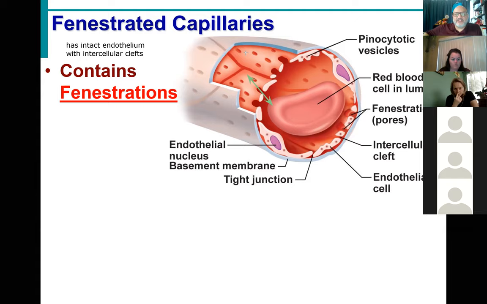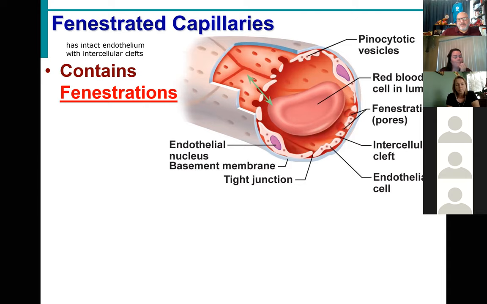Digestive system. Digestive system, right? You have that nice big cheeseburger for breakfast, and we want to be able to absorb those nutrients and get them to our body. And absolutely, our kidneys, another great example. We are filtering our blood in our kidneys. During the course of a day, a 24-hour period of time, you filter 200 liters of filtrate out of your kidneys using these fenestrated capillaries.